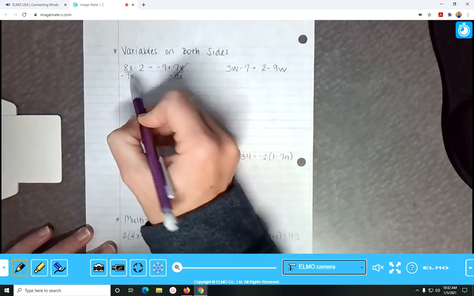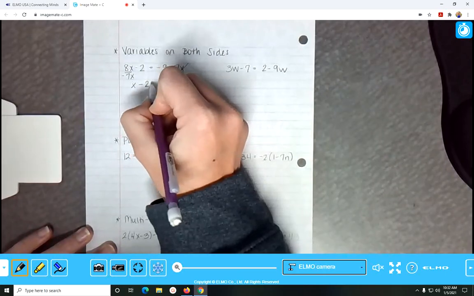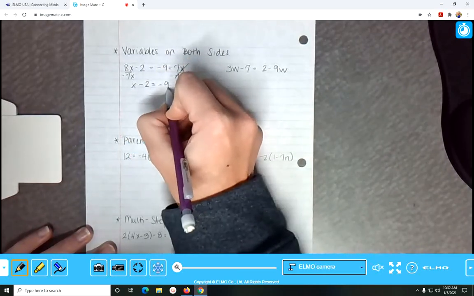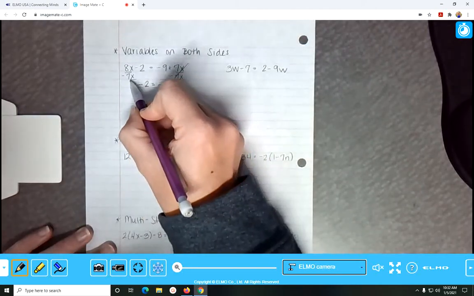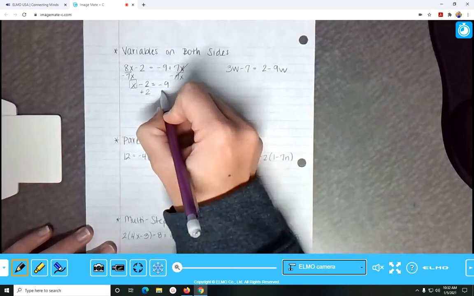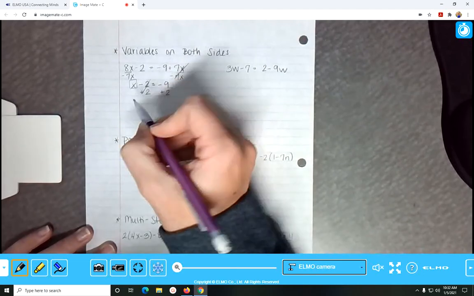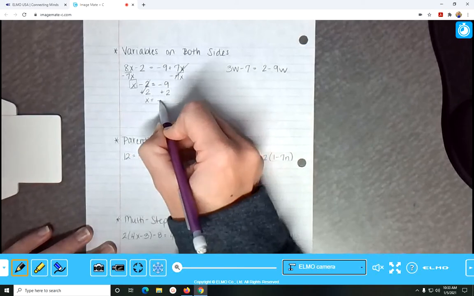8x minus 7x is 1x, or just x. And then bring down the minus 2 equals negative 9. Okay, so now that we've gotten those together, we want to isolate our x by getting rid of this minus 2, so we'll need to add 2 to both sides of the equation. So we have x equals negative 7.